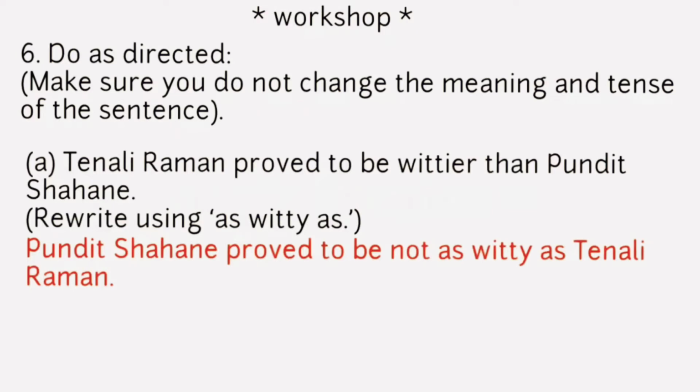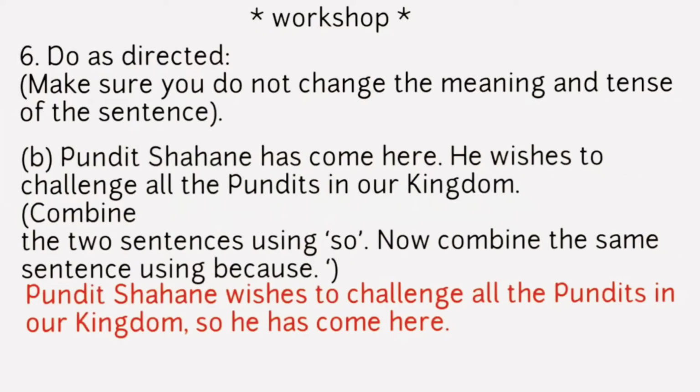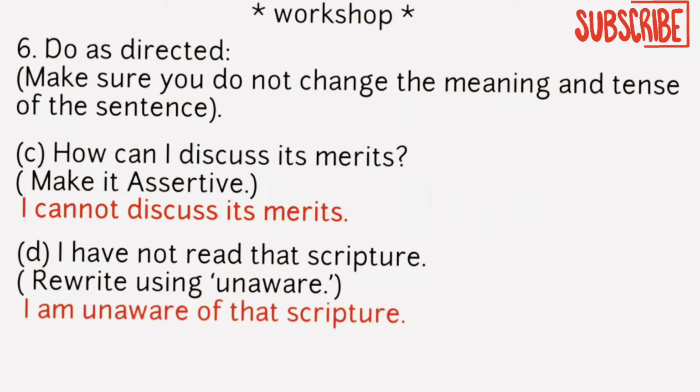Okay, next is, do as directed. Make sure you do not change the meaning and tense of the sentences. Here, Pandit Shahane has come here. He wished to challenge all Pandits in our kingdom. That is, we have to combine the two sentences using so. Now, combine the same sentences using because. So here, Pandit Shahane wishes to challenge all the Pandits in the kingdom, so he has come here. Okay, so this way we have combined it.